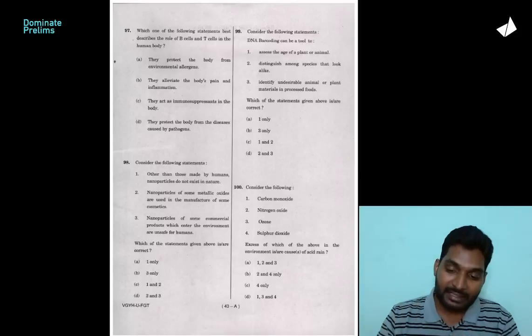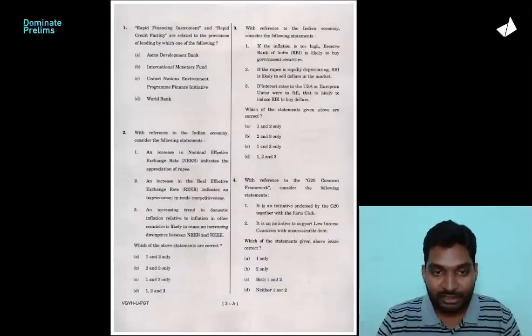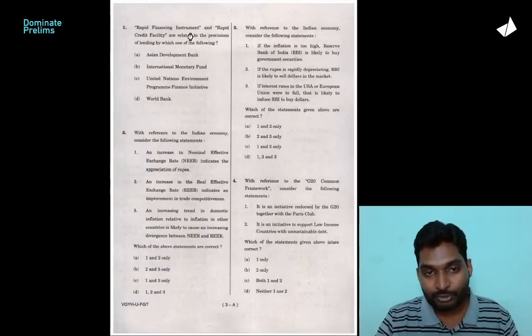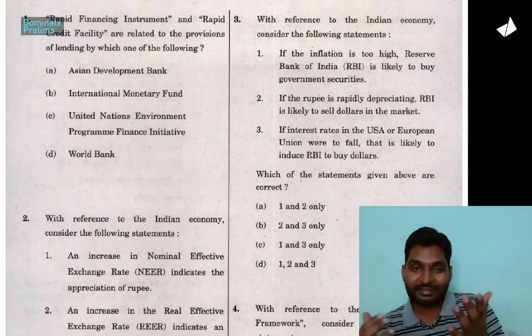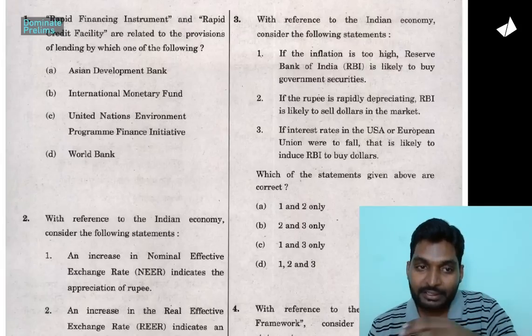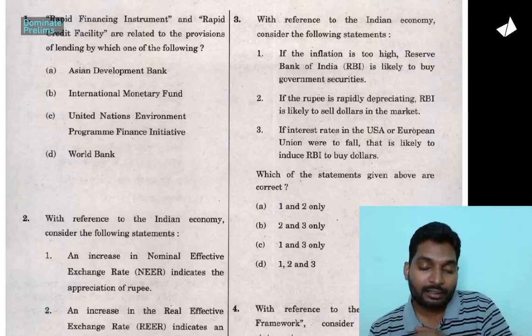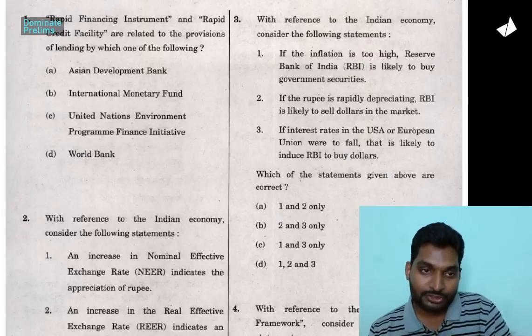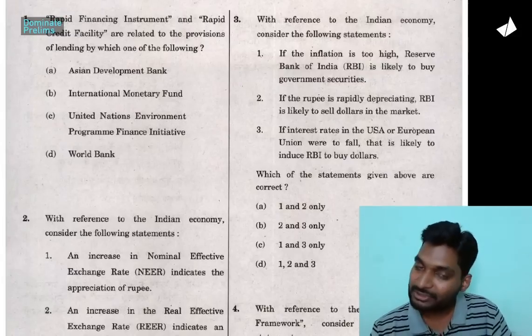Now we start with the second iteration. We go back to question number 1. Now this is our question number 1. We had skipped this question in the first iteration. Rapid financing instrument, rapid credit facility. We had not even read, not even heard about this. Now we read the question and we try to seek whether we can attempt this question by using some elimination technique, or by using some hack, or by using some logical trick, and so on.